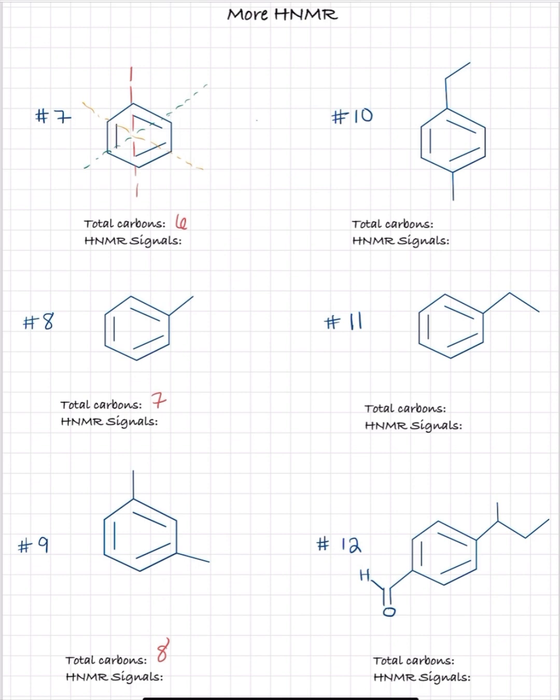So though this has 6 carbons, it is only going to have one signal because it's fully symmetrical all the way around. So that one was a tricky one. If there's no groups on a benzene ring, it's only going to read as one signal. Moving down to number 8. Again, it has 7 carbons, but now let's see.